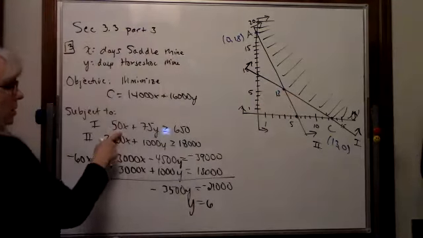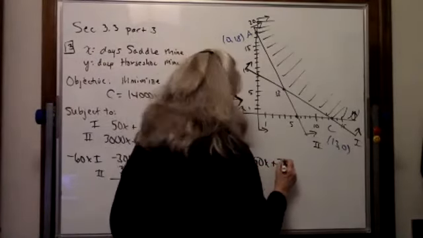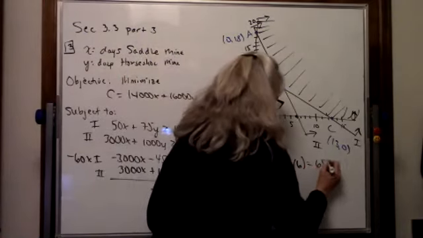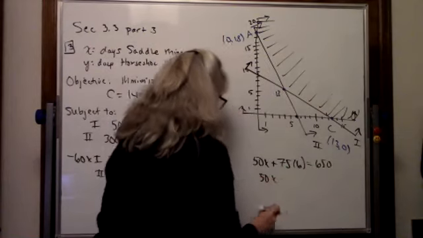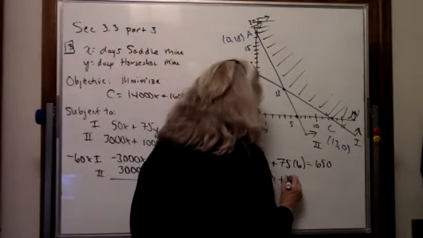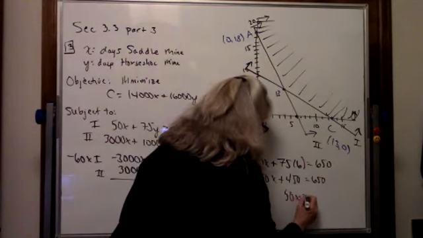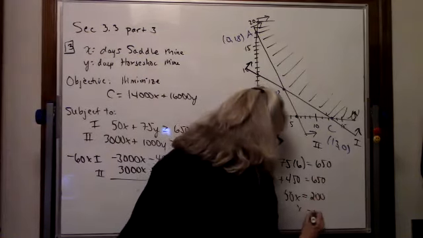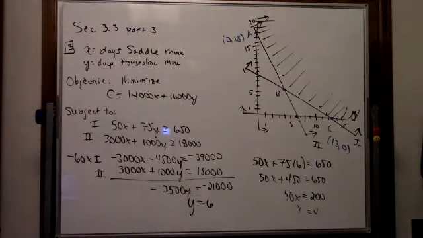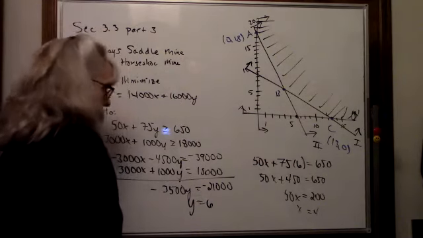Plugging that back in, I'll go for equation 1. We know that 50x plus 75y, but y is now 6, has to equal 650. So 50x plus 75 times 6, which is 450, equals 650. So 50x equals 200 and x equals 4. Not as good. Well, no, still not bad. But that gives me my other corner, which is really nice. So we now know B is at 4, 6.